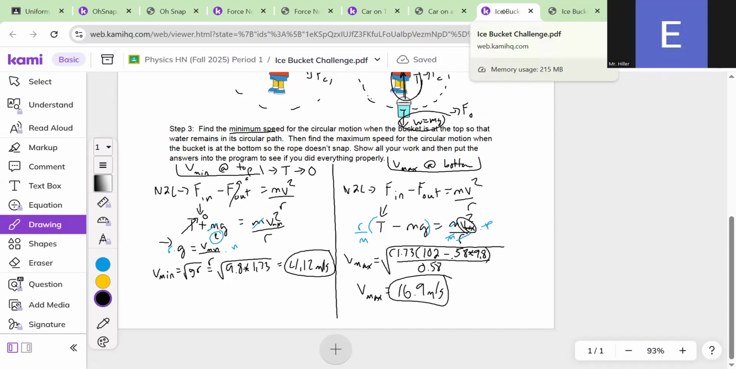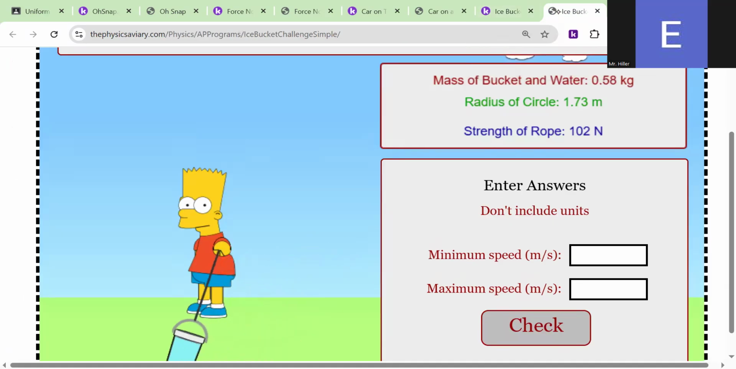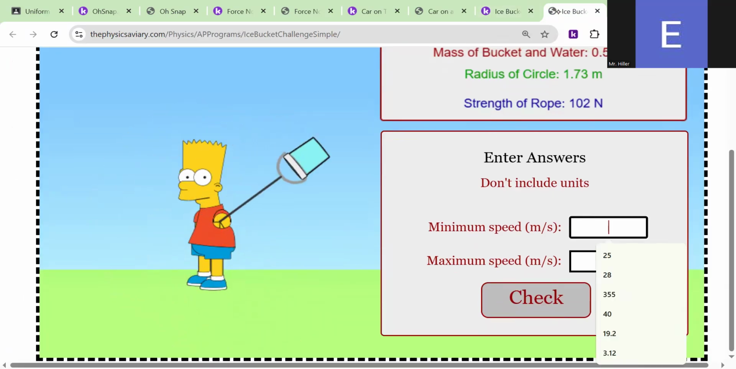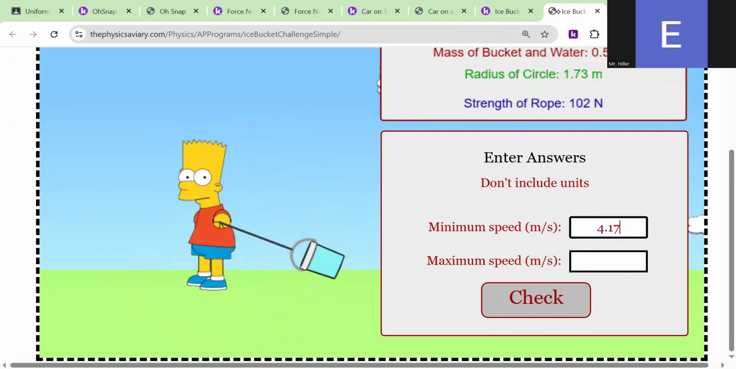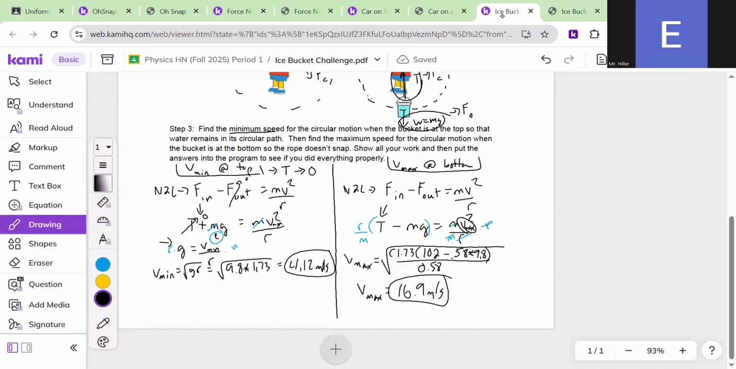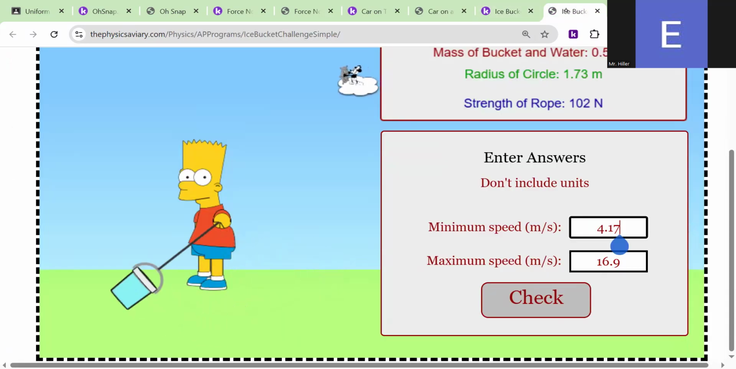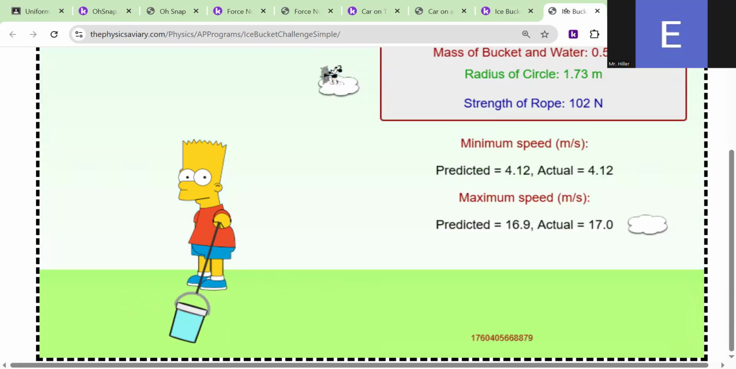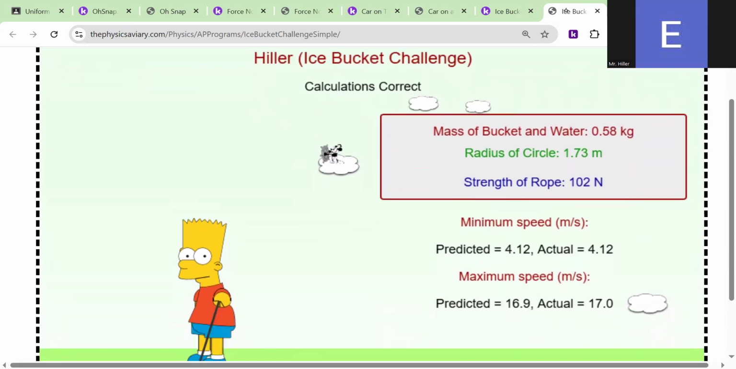So there's a big speed difference. You can see maximum speed at the bottom and minimum speed barely getting over the top. Go ahead and put your answers and solutions in, see how you did. I'll see how I did. Let me just double check. 4.12. All right, and there we go.